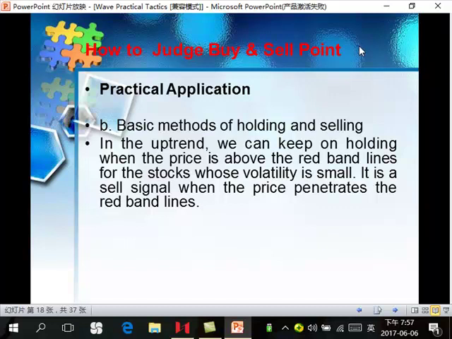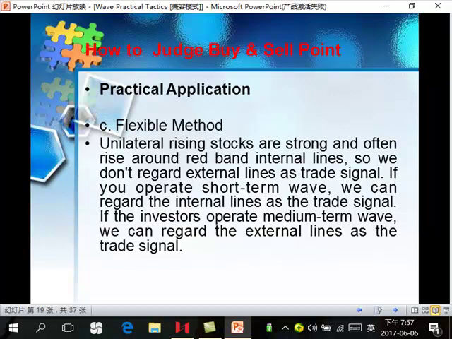Let's see this one. Then we can see this point. Then we don't regard the actor lines as trade signals. So if you operate short wave, we can regard the lines as the trade signal. If the investors operate medium wave, we can regard the lines as the trade signal. So this is the important thing.